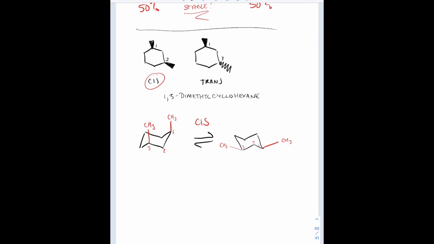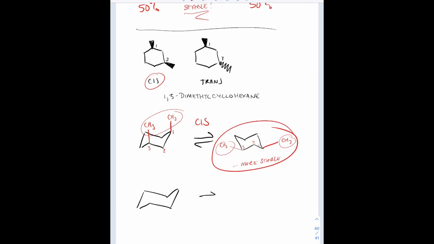Okay, so which one is more stable? Yeah, you guessed it, this one is more stable. And again, that's because we have the substituents in the equatorial position, as opposed to that 1,3 creating that in the axial position, which creates that 1,3 diaxial strain. All right, so let's take a look at the trans isomer.